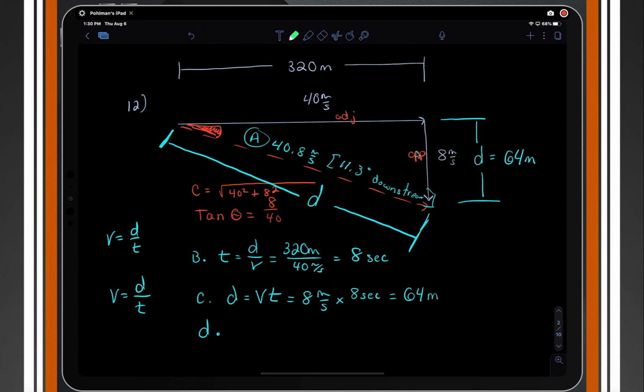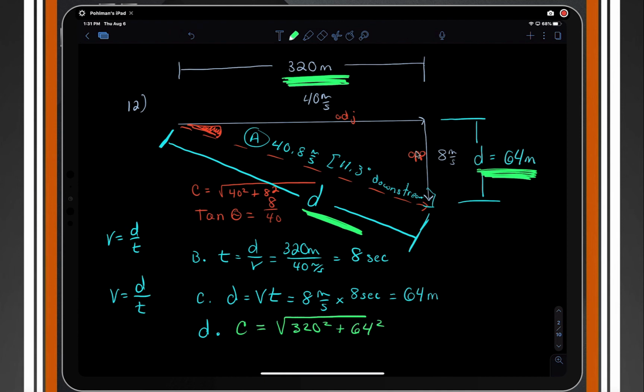We have the distance right here that is across the river. We have the distance right here that is down the river. Well, that's two sides of a right triangle. So you could figure out the distance of this path by taking C equals the square root of 320 squared plus 64 squared. We could solve it that way.